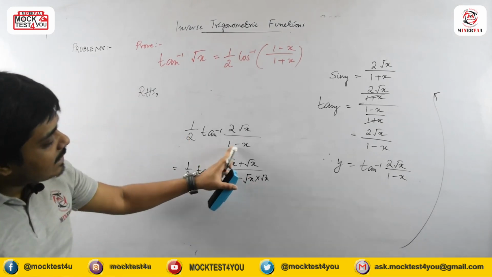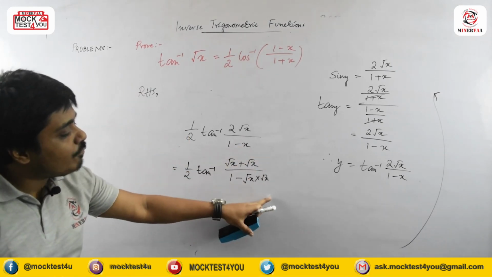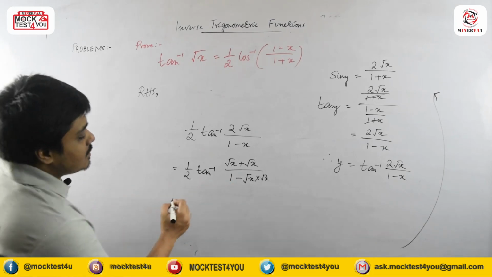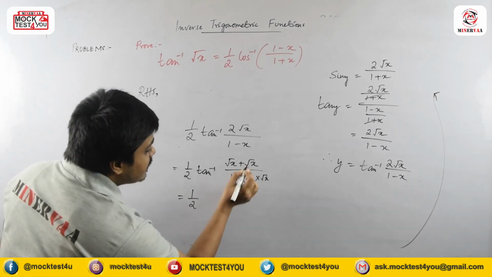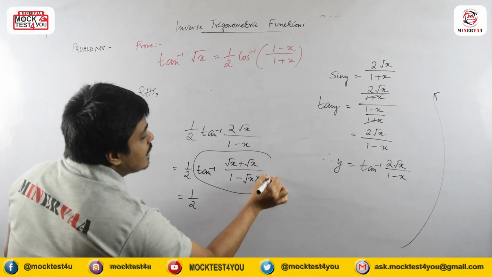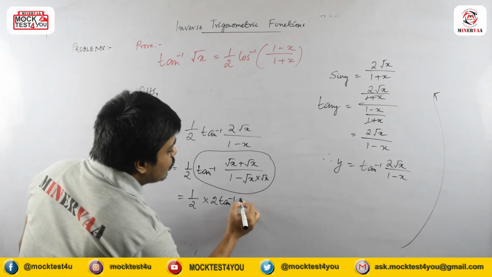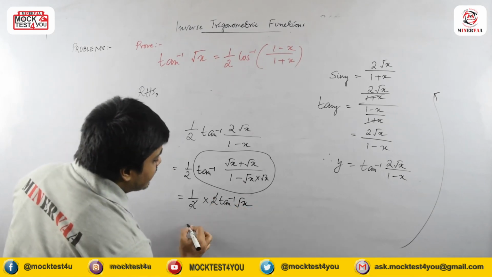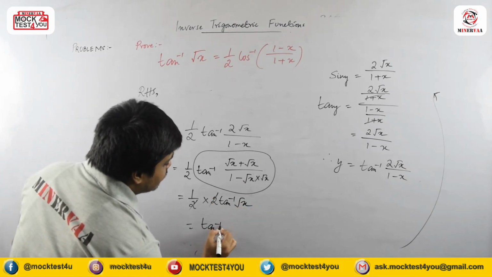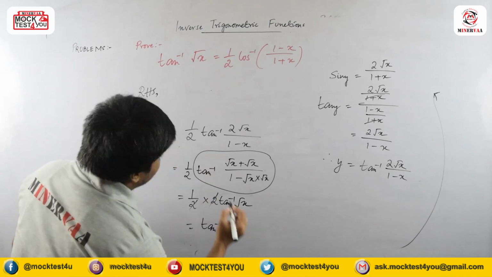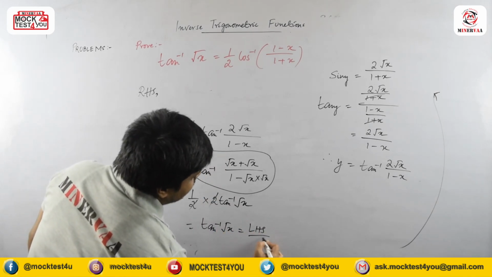So this basically signifies that it is the formula of tan inverse. Half of this is nothing but 2 tan inverse root x. So this 2 will get cancelled. So we have tan inverse root x, and that is what is in our left hand side, and that's proved.